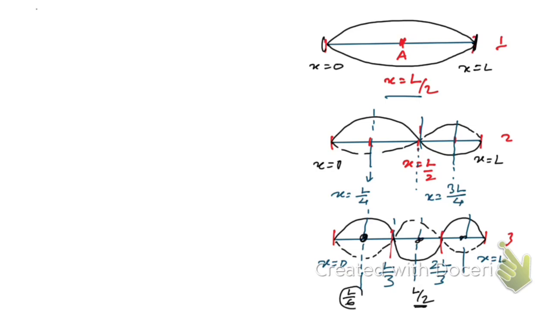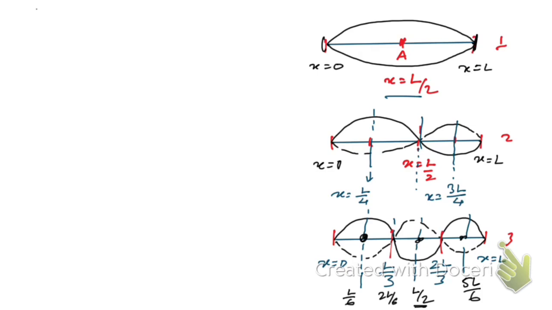Again these are the positions of antinodes. Again this is L by 6, then 2L by 6, this is 3L by 6, which becomes L by 2. Then this one will be, sorry, not 5, 4L by 6. On cancelling it becomes 2L by 3. Then after 4L by 6 we're going to get 5L by 6. Okay, these are the positions.